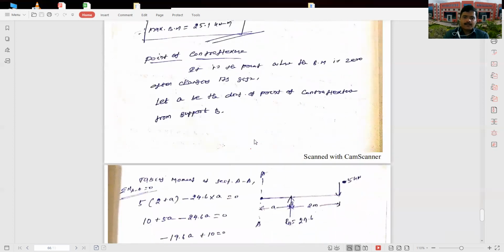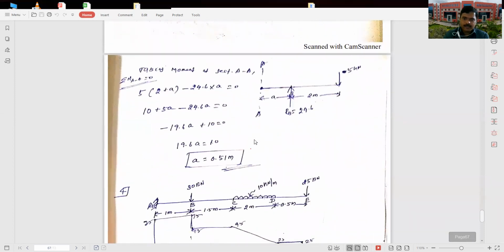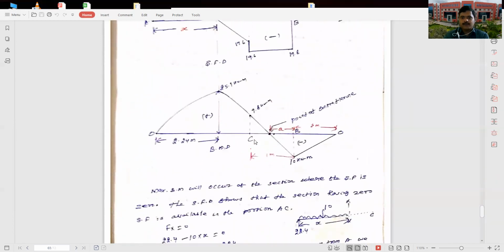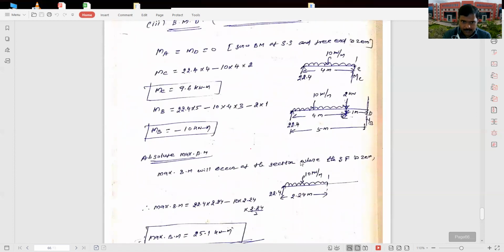And then the point of contraflexure. What do you mean by point of contraflexure? Where the bending moment value is 0, there you will get the point of contraflexure, right? So here you can see the bending moment value at support A is 0, at point C plus 9.6, and at this point, where the shear force is 0, suppose you consider this E point, the maximum is 25.1. And at support B, the bending moment value is minus 10 kilonewton meter that you have calculated here.